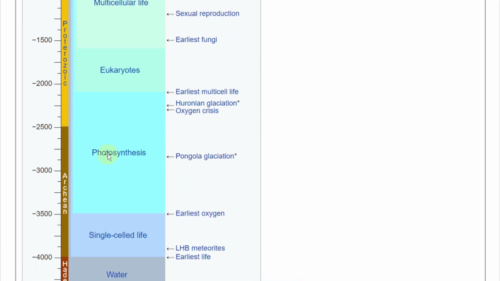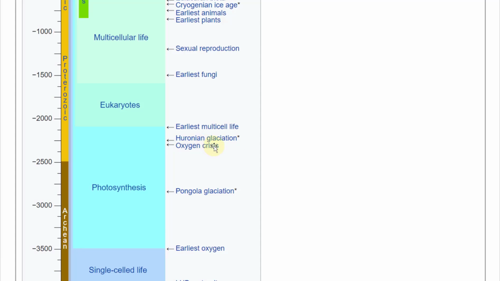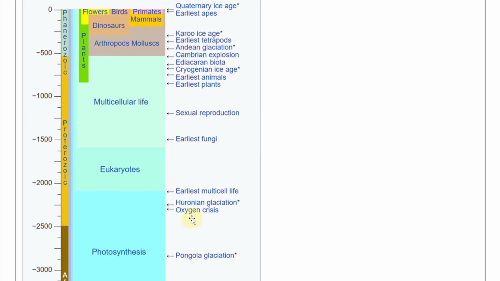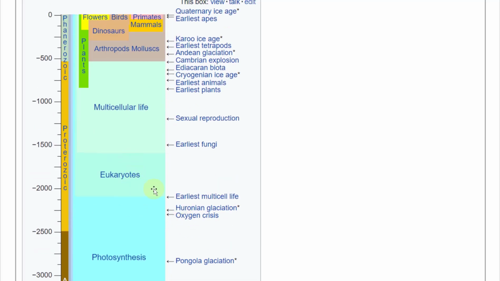Okay, continue back up here. The next one is photosynthesis in here. There's a bunch of water freezing here. You have the oxygen crisis, and then another glaciation, the Huronian glaciation. So then another cold period over there. Now you have the earliest multicellular life. This is earliest life, single-celled life, and now you have multiple-cell life. Now you have the eukaryotes with a cell nucleus.